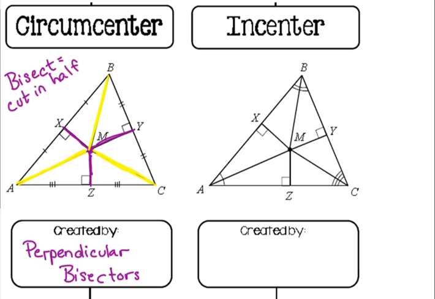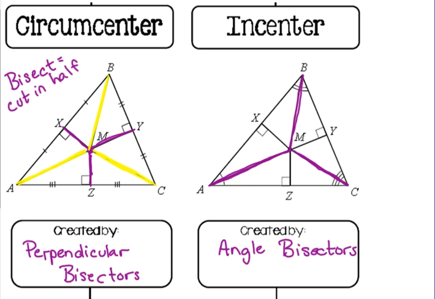Okay, let's look at the incenter here. With the incenter, they've got lines here that have right angles, but what's creating the incenter is actually these lines right here. Okay, and look at what we've got on this one. We haven't marked the sides congruent. We've got angles here that are congruent to each other. So these have been created by the angle bisectors.